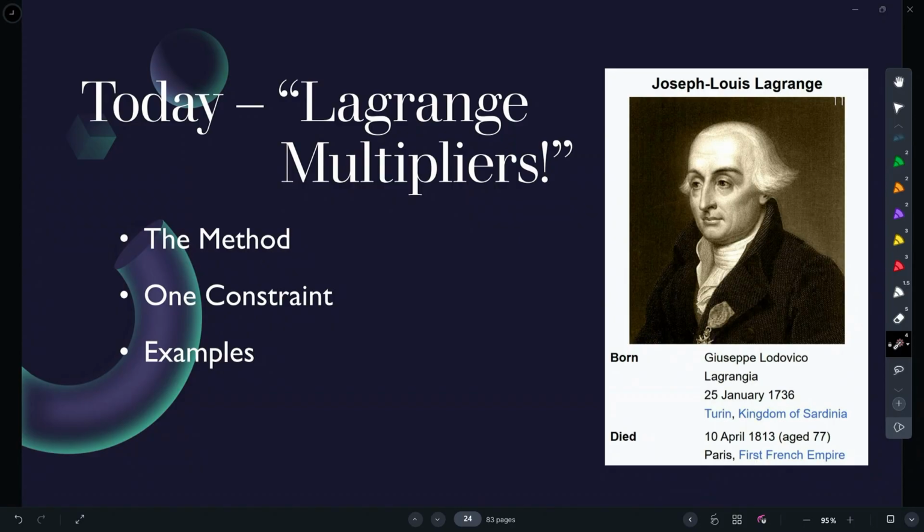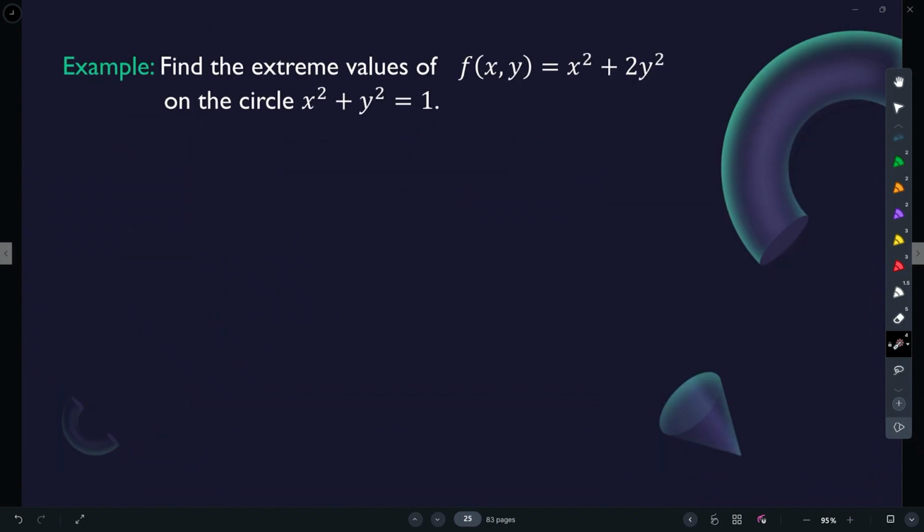So he's not quite French. In any case, Lagrange came up with this method. That is a very interesting method. But let me tell you what we are trying to do. I want to find, again, some extreme values of a function.